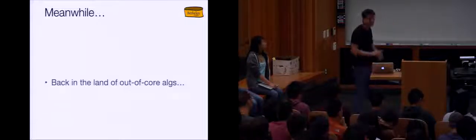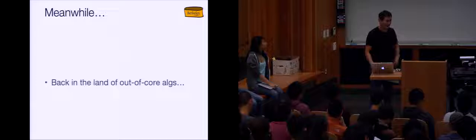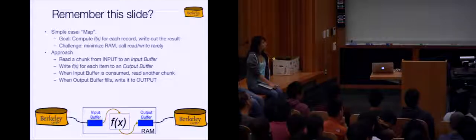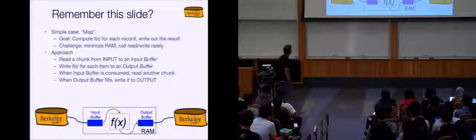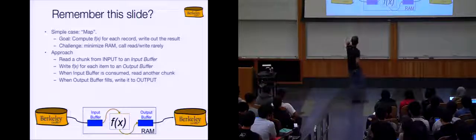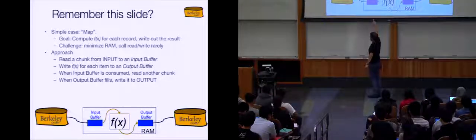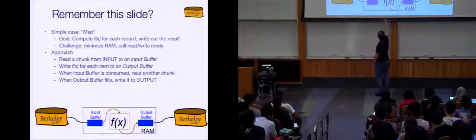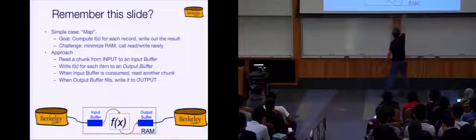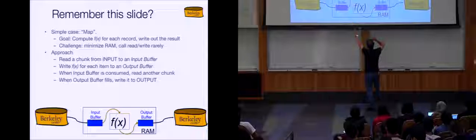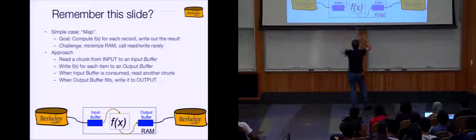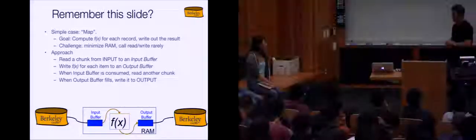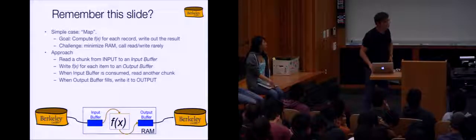Okay. Meanwhile, back in the land of out-of-core algorithms, with all that hardware background, remember this slide from last time, which you're implementing for your homework. This was the simple case of map. We wanted to apply the function f to every x on the disk. So we read in a page, let's say a 64K page, off the disk, put it in a buffer in memory, and then take a tuple off of that, apply f to that x, and put the output in this output buffer. Whenever the input buffer is empty, you read another page load in. Whenever the output buffer is full, you write a page load to the output. That's our streaming computation model. We're going to use this as a subroutine in everything.